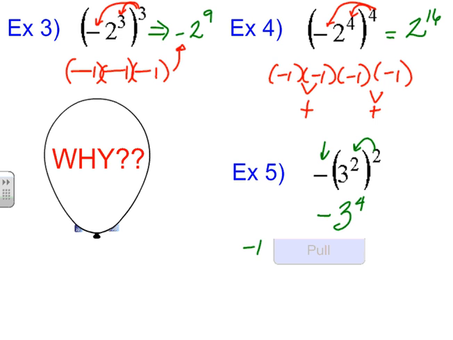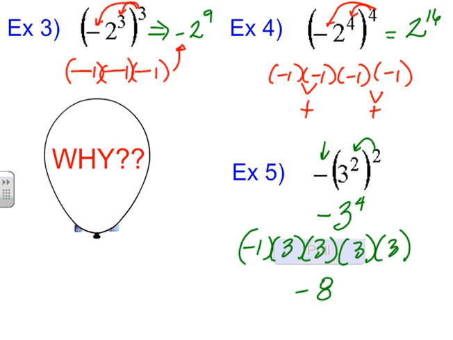If I was to write this out in expanded notation, I'd have negative 1 times 3 times 3 times 3 times 3. And once I multiply all that together, I get negative 81. So hopefully you'll understand a little bit more about raising a power to a power.